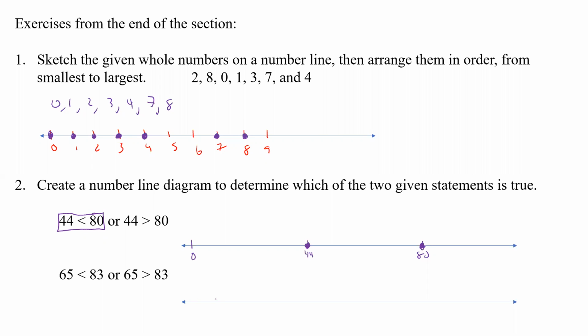Now, similarly, if we have 0, then we count up, the next number is going to be 65, and then we count up some more, and we have 83. So is the statement 65 is less than 83, or the statement 65 is greater than 83 true? Well, 65 is left of 83, so it has to be less than 83. And again, the first one happens to be the true statement.